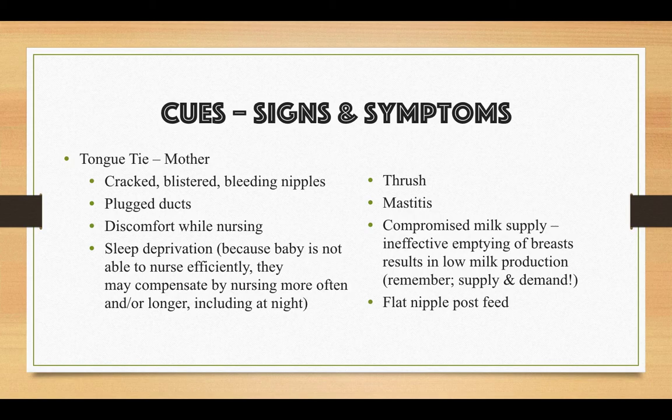Signs and symptoms of tongue tie that may be noted in the mother include cracked, blistered, and bleeding nipples, plugged ducts, discomfort while nursing, thrush, mastitis, and flat nipples post-feed, sleep deprivation because the baby is not able to nurse efficiently. The baby may compensate by nursing more often and longer, including at nighttime, and compromised milk supply. Ineffective emptying of the breasts results in low milk production. Remember, milk production is based on the principles of supply and demand.